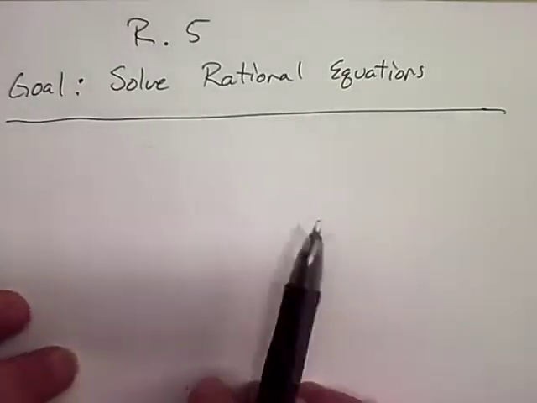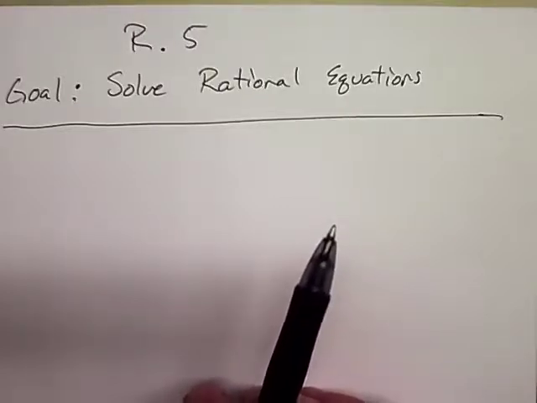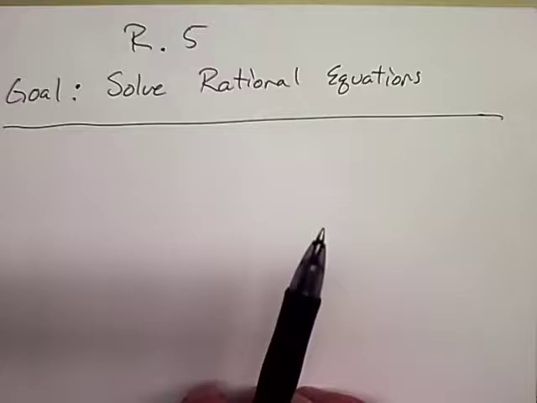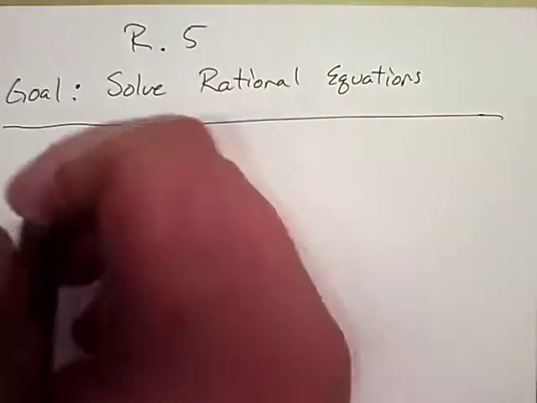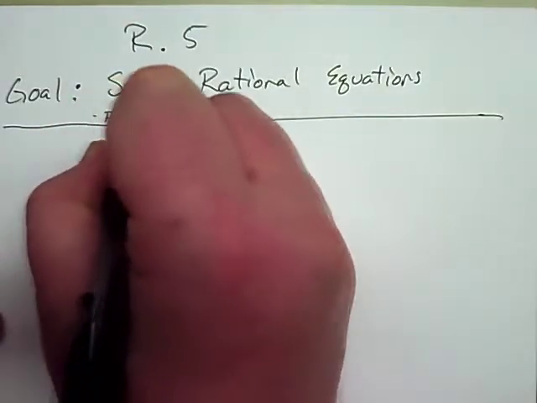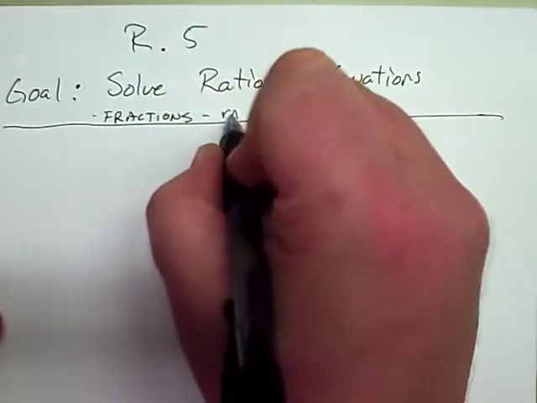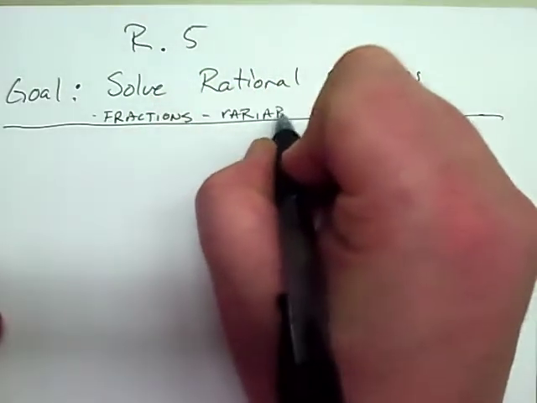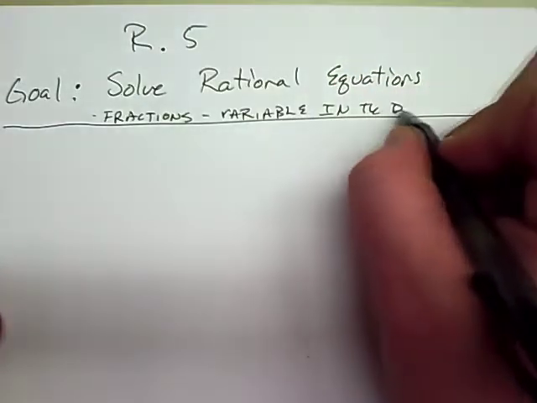All right, welcome to the R5 video where here our goal is really going to be quite simple. Here, we just want to solve rational equations. Now, whenever I think of rational equations, I have to remember that this is where we're going to have something that involves fractions. And more importantly, there's going to be a variable in the denominator.